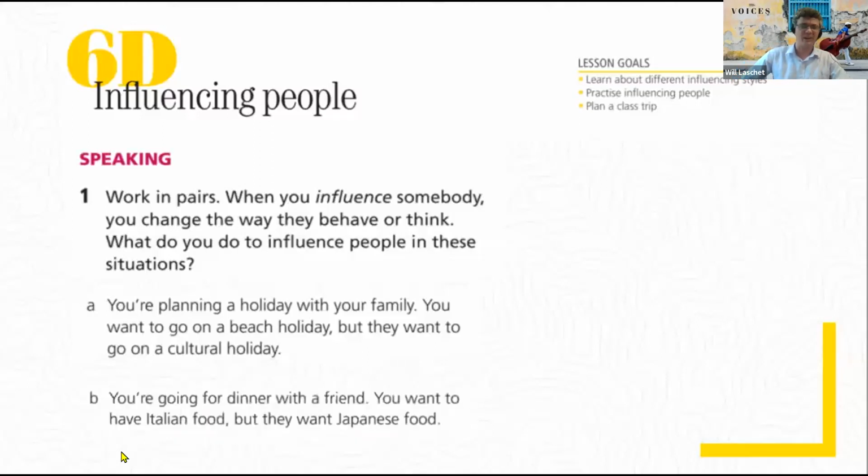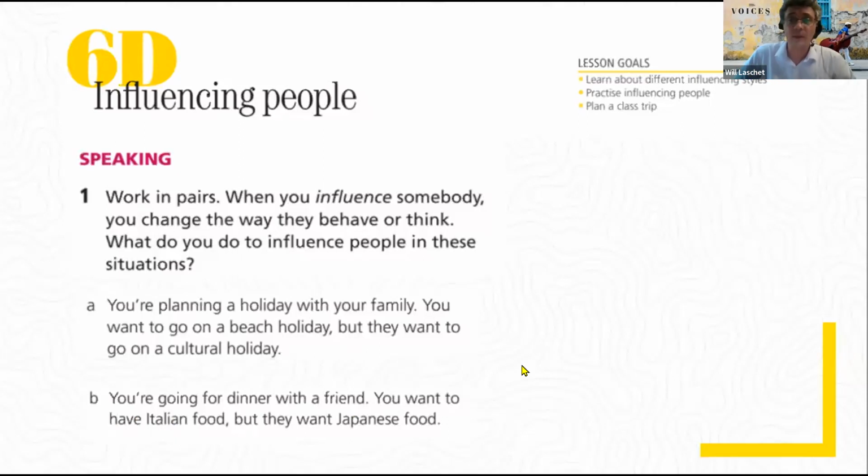Good. Okay, let's try another one. So maybe even more relatable. You're going for dinner with a friend, okay? You want to have Italian food, but your friend wants Japanese food. So what are you going to do to influence your friend to have Italian food with you? Now, obviously, with your students, tell your students, you don't have to do Italian food, Japanese food. Pick a type of food that you like and then try and persuade your partner, all right? So, you don't have to use these examples here.